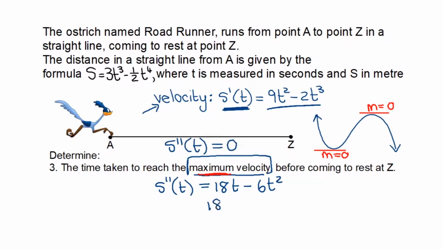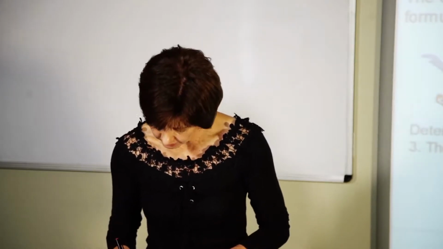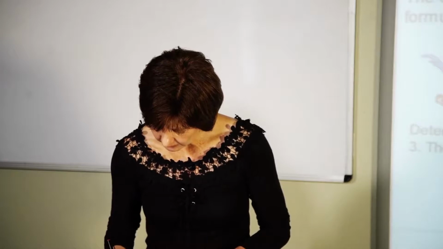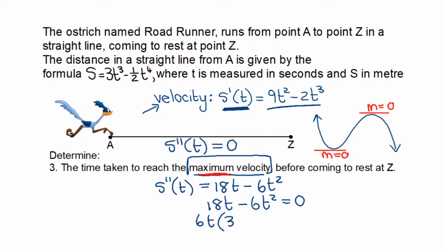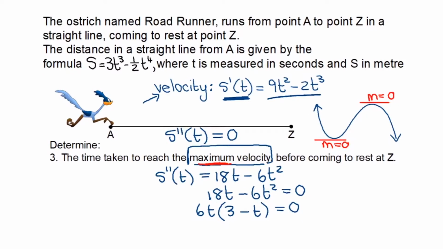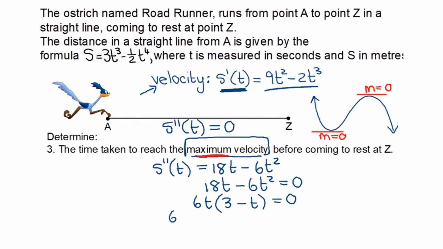So 18t minus 6t squared must be equal to 0, which means I can take out 6t as a common factor. I have to factorize because it's a quadratic equation. 6 goes into 18 3 times. I took out a 6t, so t is left in that bracket, and that is equal to 0. So let's calculate the time. 6t must be 0, or the other bracket must be 0 for me to get 0 after multiplication. So t is equal to 0, or negative t is negative 3, which means t is 3 seconds.